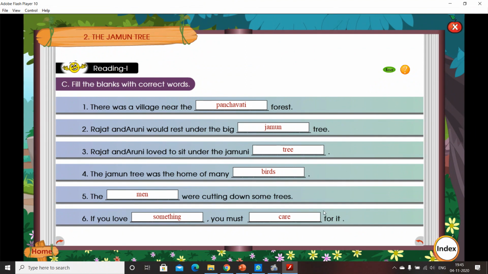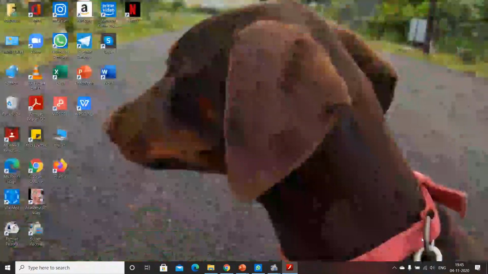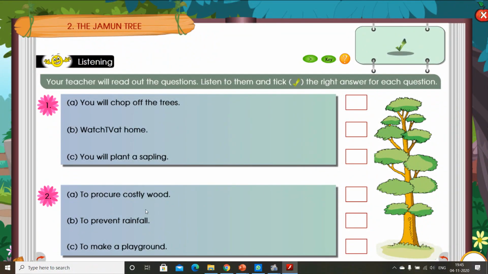So, this is about the fill in the blanks. Let's go further. Your teacher will read out the questions. Listen to them and choose the right answer for each question, and write it here. So, which one is the correct one? Your teacher will read out the question.